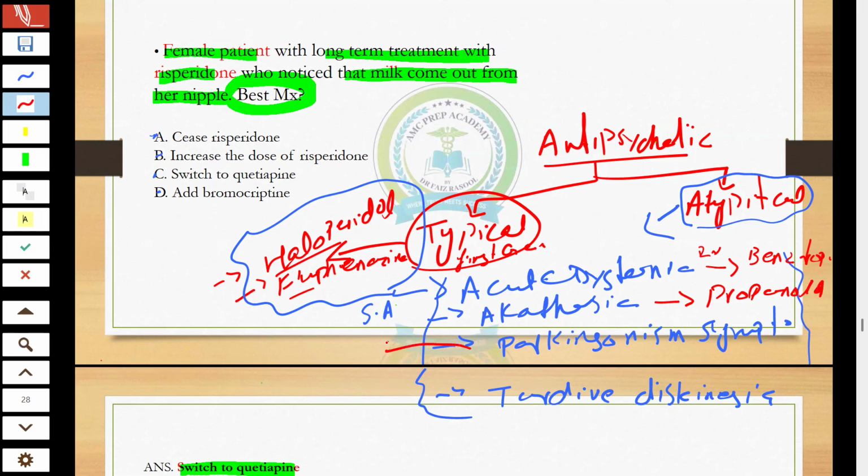And in Parkinson-like symptoms, we will go with benztropine or amantadine.